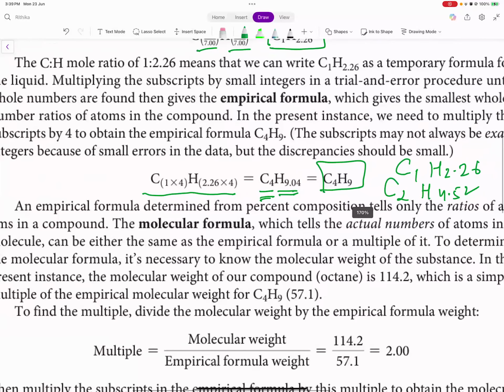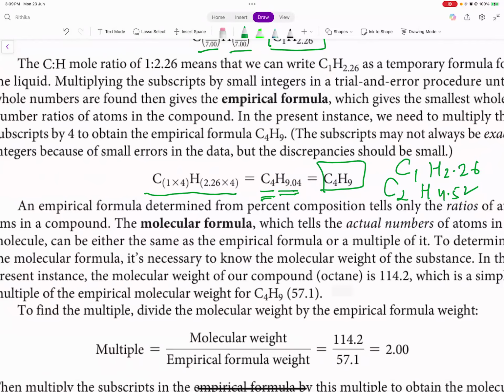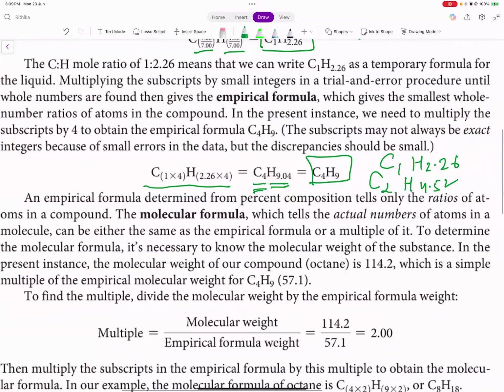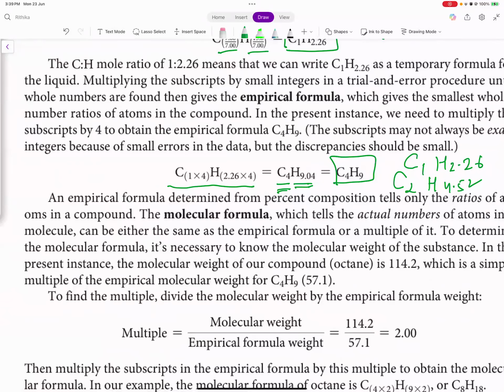After we have got C4H9, we immediately see that these are integers, so this is the empirical formula for that gasoline. Got it? The empirical formula is the simplest ratio of the atoms.